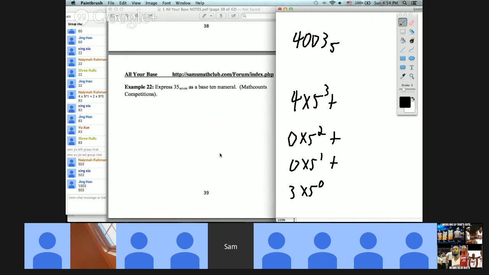Okay, so this is a problem from MathCounts: 35 base 7 as base 10.